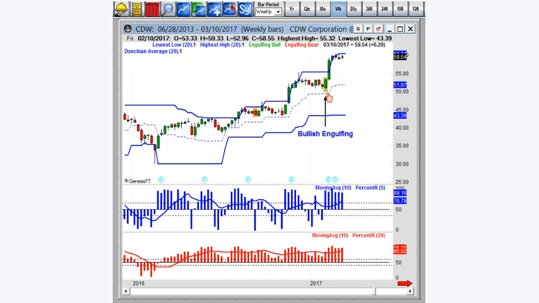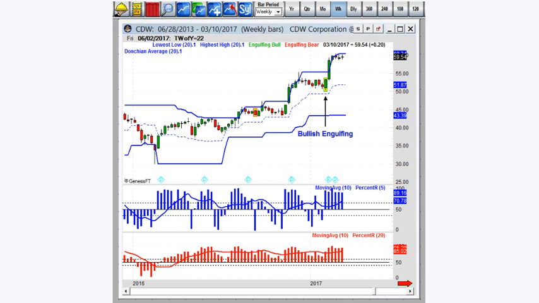Can wave Y in a complex correction be a triangle? Tai, that was an awesome question because it is a very advanced application of the Elliott Wave principle. I'll repeat the question. Can wave Y of a complex correction, which is what he's referring to, is something we call a WXY. All that is, is two corrective wave patterns joined together by an X wave.